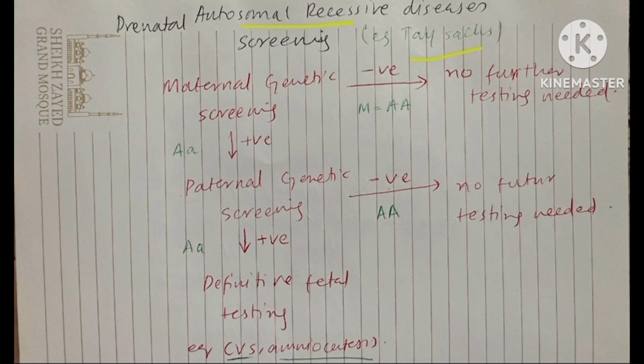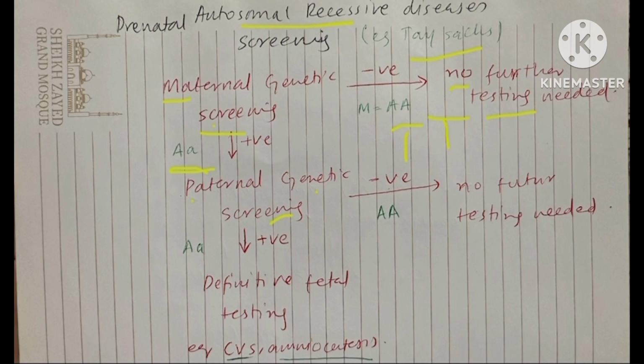Tay-Sachs is a fatal disease, therefore it's important. For fatal autosomal recessive diseases, the screening is very important because the baby is not going to be able to live. So if the patient wants to consider abortion or something like that, you go for maternal genetic testing. If the mother is negative, meaning she has TT, then you do not do further testing, you do nothing, right? If the mother is a carrier, Tt, then you go for the paternal genetic screening.